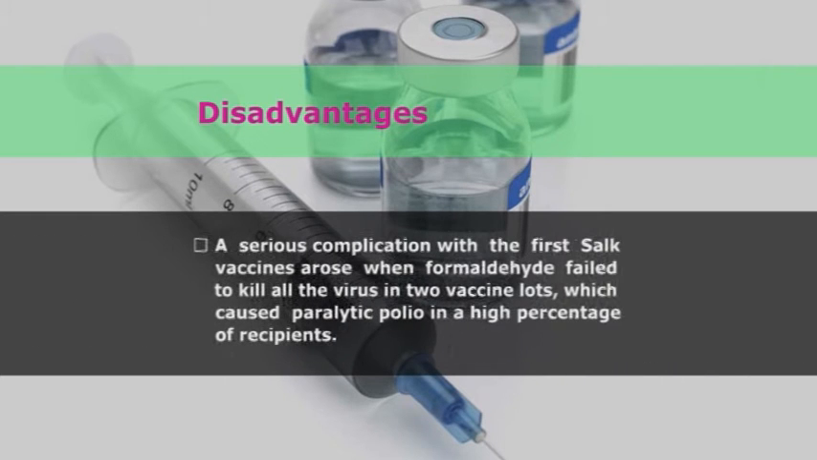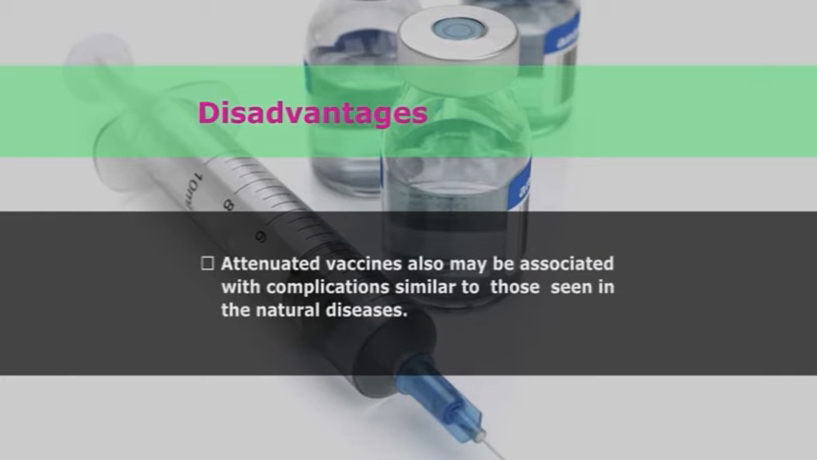The second point, a serious complication with the first Salk vaccines arose when formaldehyde failed to kill all the virus in 2 vaccine loads, which caused paralytic polio in a high percentage of recipients. The third point is, attenuated vaccines also may be associated with complications similar to those seen in the natural diseases.